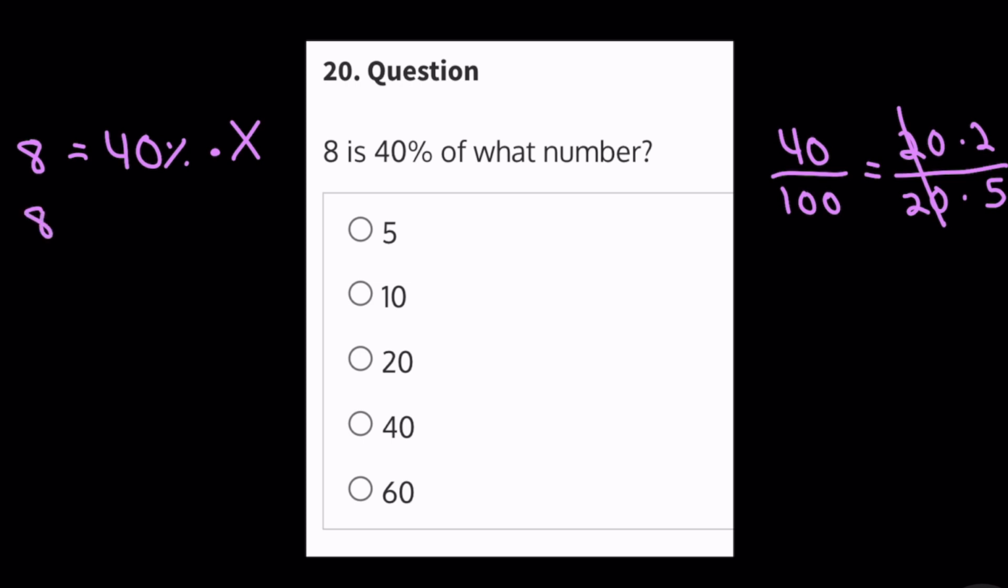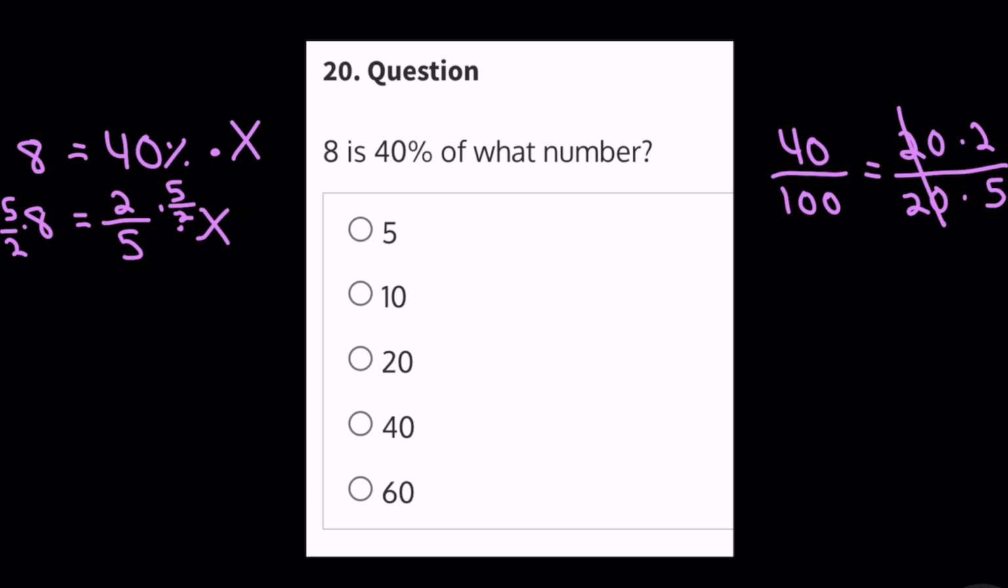So 8 equals 2/5 times x. So now we need to divide both sides by 2/5, which also might seem a little bit complicated, but actually to divide fractions, all we need to do is just multiply by the reciprocal, which here is 5 over 2. And we're going to multiply both sides by 5 over 2.